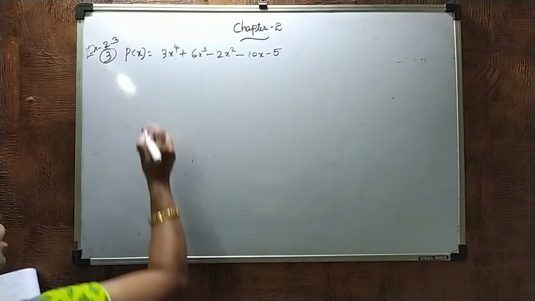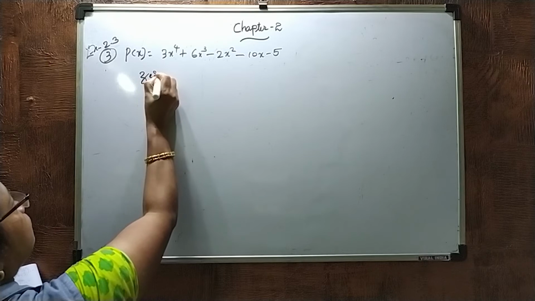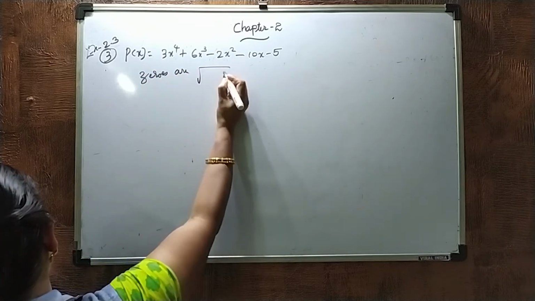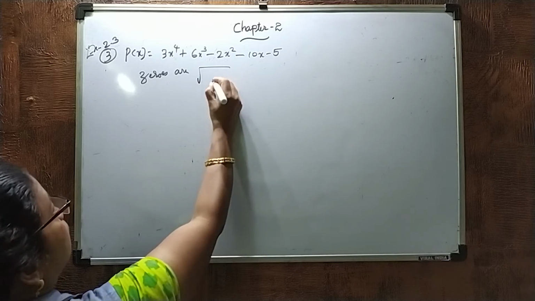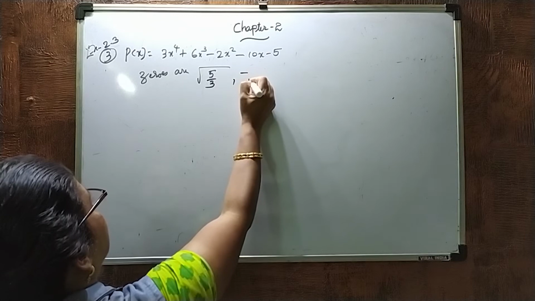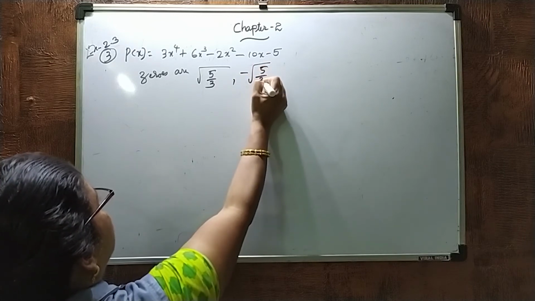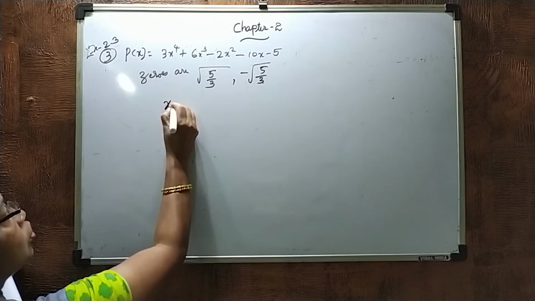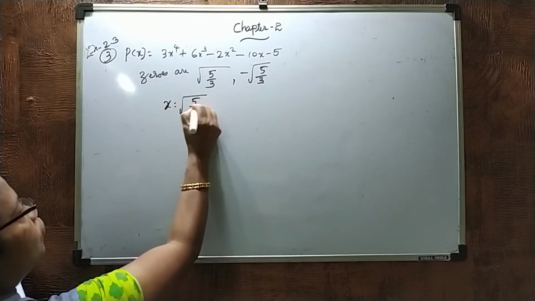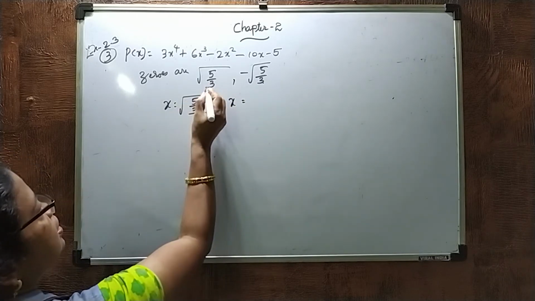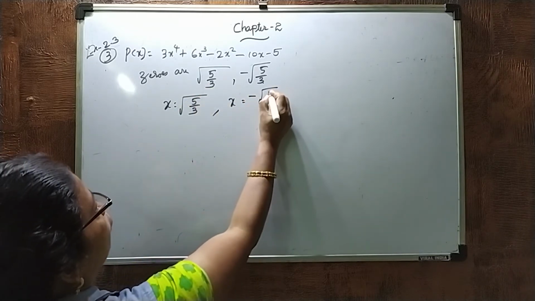And the zeros are root 5 by 3 and negative root 5 by 3. So what you can do is, they are given the zero, so it will be x is equal to root 5 by 3 and x is equal to negative root 5 by 3.